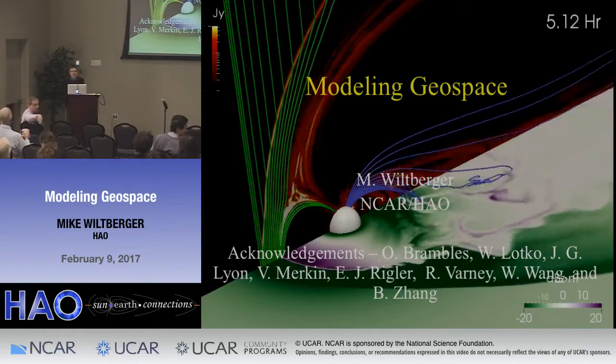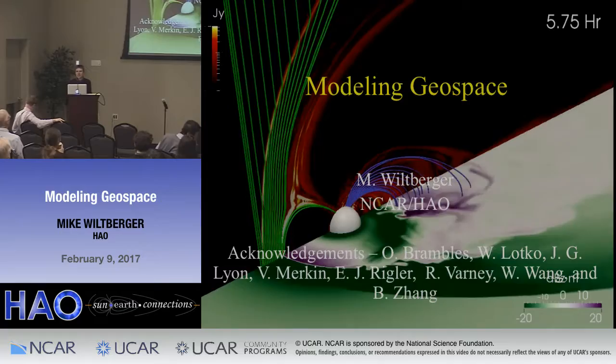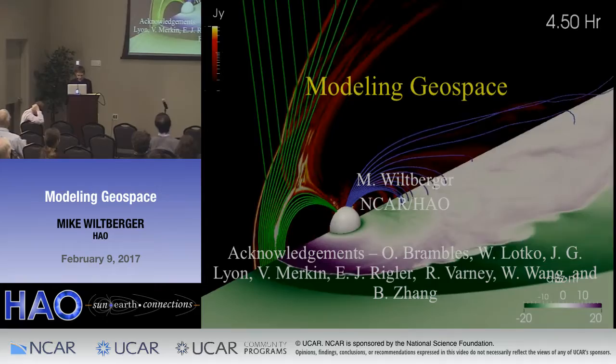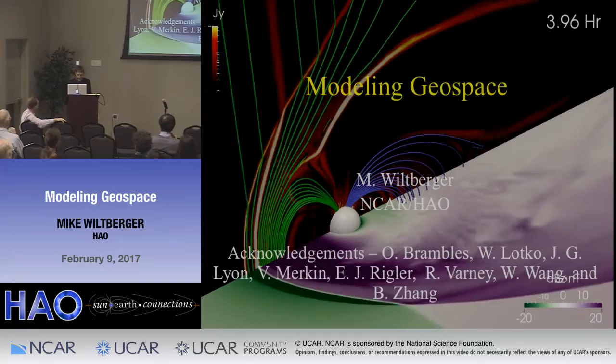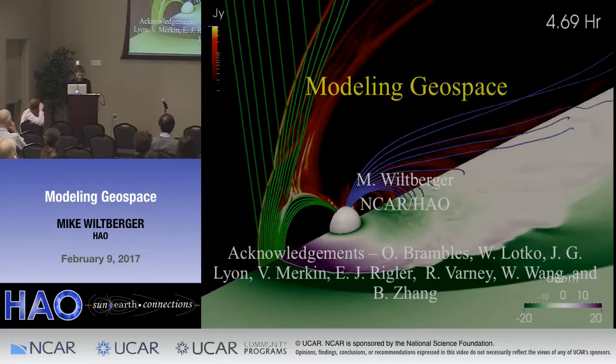Today's speaker is Mike Wiltberger, who I think is known to many people here, but give him a brief introduction. Mike is a Scientist 3 and the Geospace Frontier Section Head in HAO here at NCAR, and he is also Adjoint Assistant Professor in the Department of Astrophysical and Planetary Sciences at CU, and an Adjunct Associate Professor in the Department of Physics and Astronomy at Rice University.